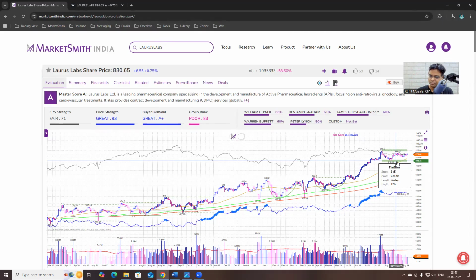In most cases you will see from base 1 to base 5, and from base 1 to base 2 the stock should ideally go 20 to 25%. From base 2 to base 3 it should go 20 to 25% and so on. And the length of base 1 till base 5 could be anywhere between 6 months to 24 months. Okay. So what is that stage 3 bracket 8?